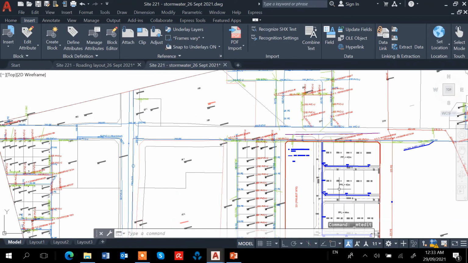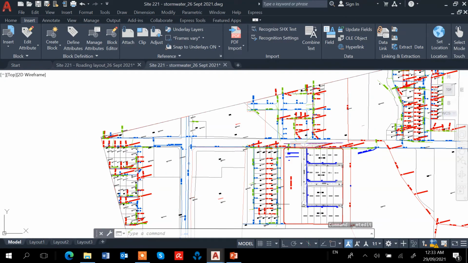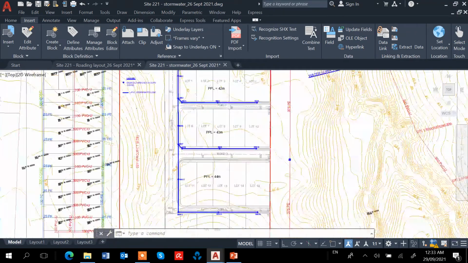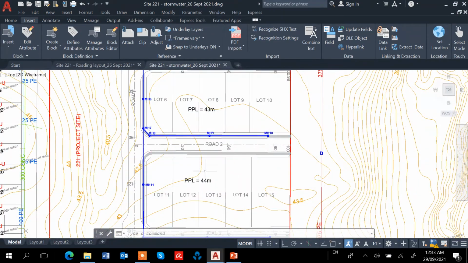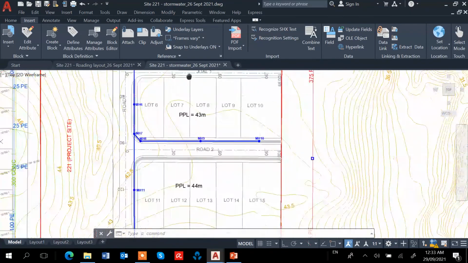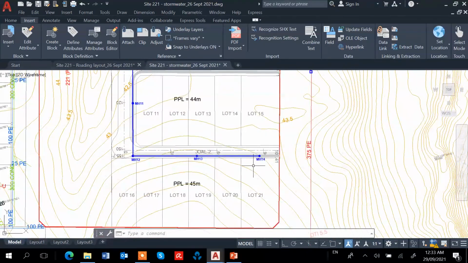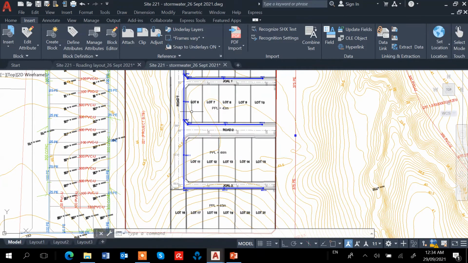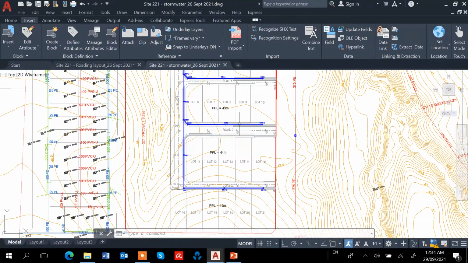So we name them like this, all the names from MH1 to MH14. So these are the plan of the stormwater pipe and the manholes.